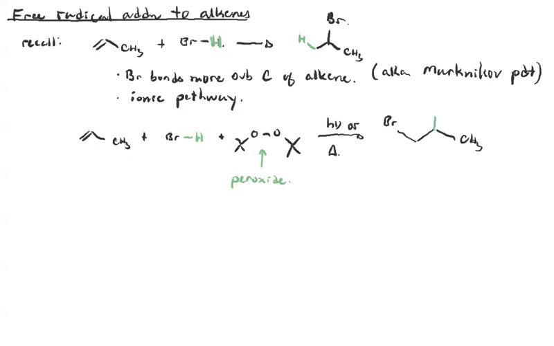I'm sorry, what does it say on top of the arrow? That's h nu for light, and then delta for heat. Yeah, because I'm pretty cool like that.